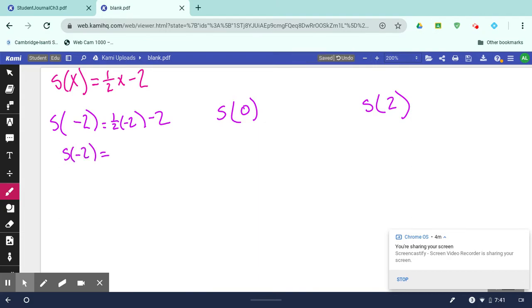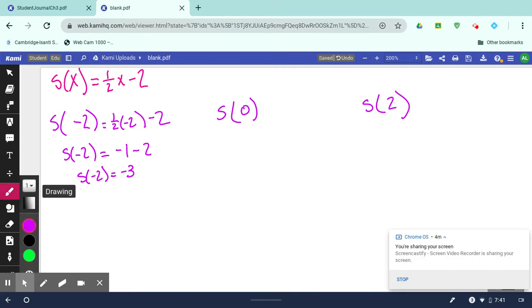That's going to get us 1/2 times -2, which is -1, minus 2. So s of -2 is -3. All right, so I've got my first one.